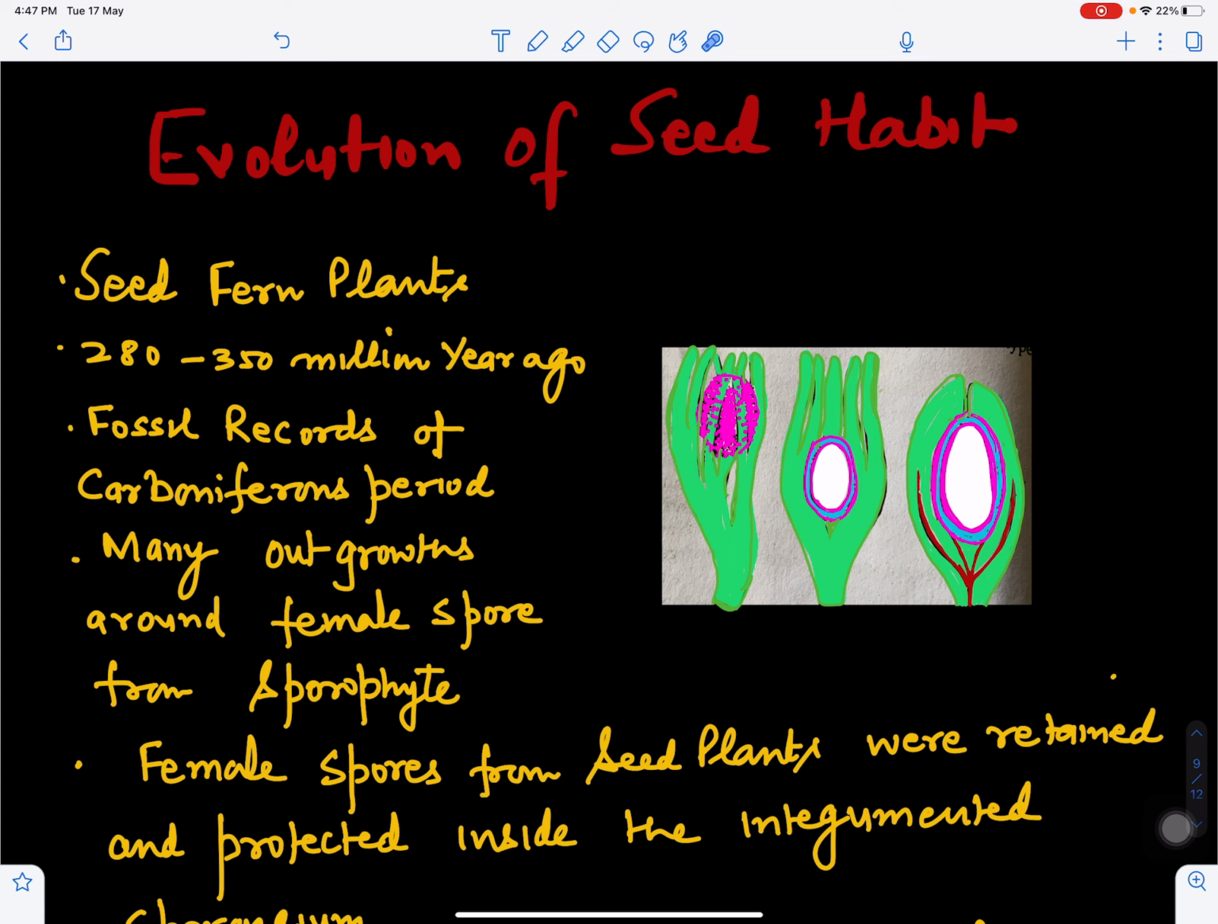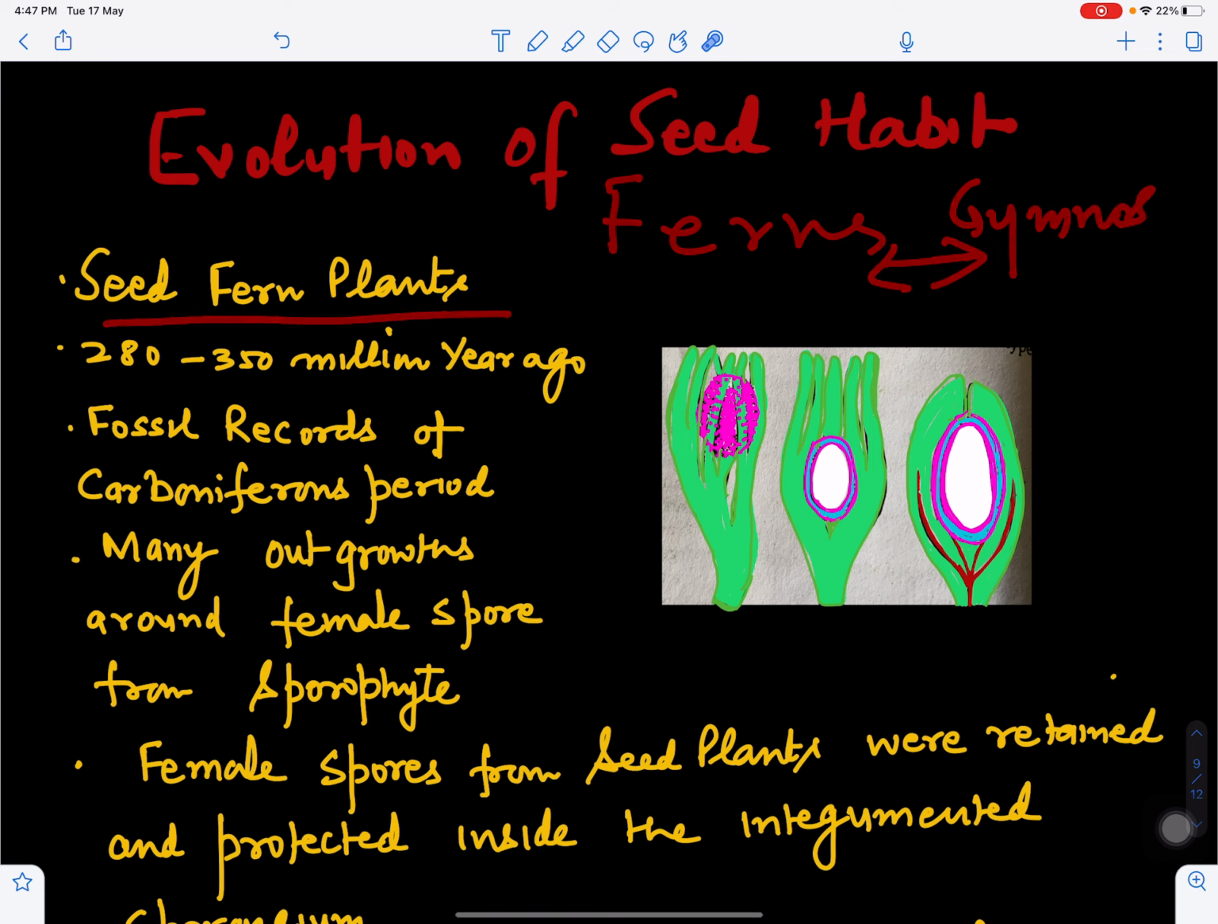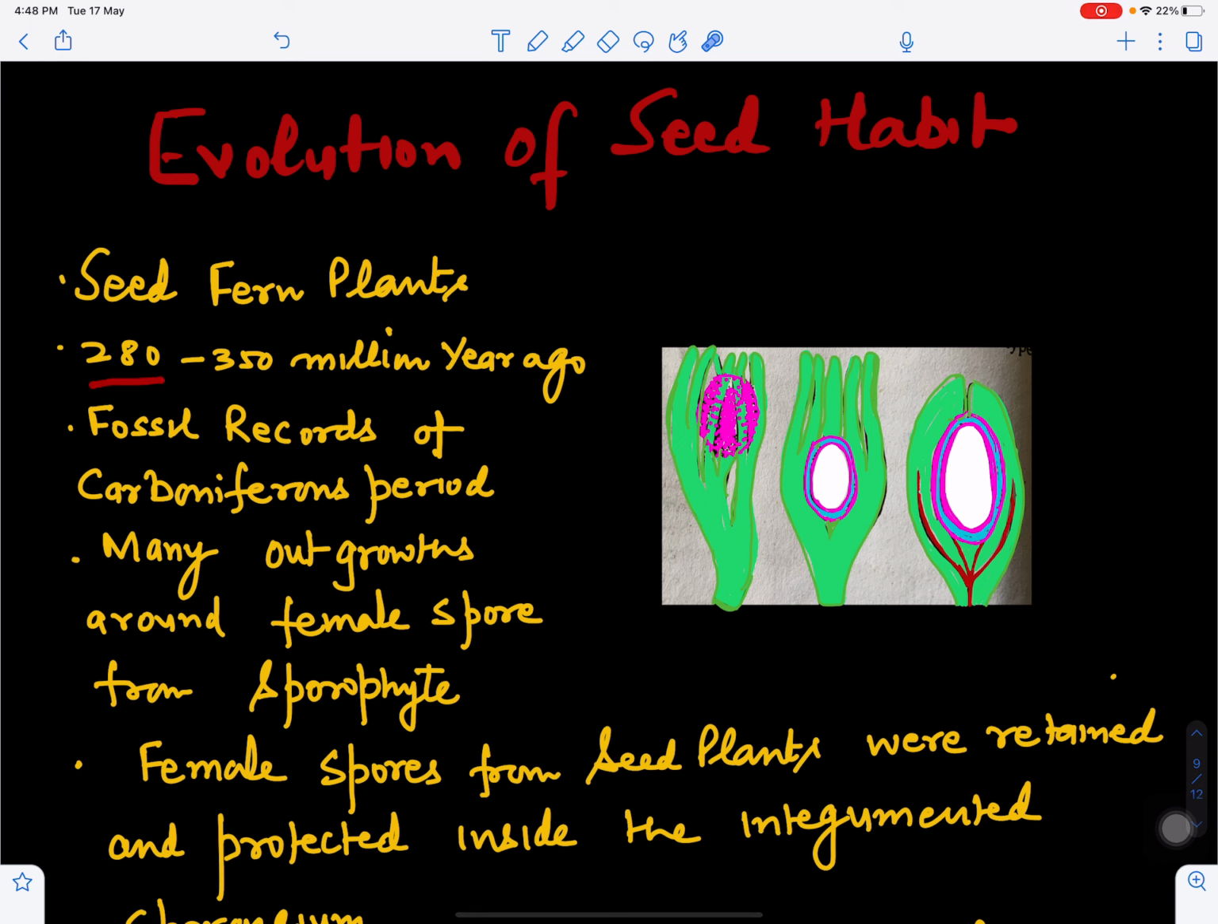Now we have seen that if we see ferns and gymnosperm, in between interlinking is seed fern plant, right, which arose about 280 to 350 million year ago. Many fossil records from the Carboniferous period showed that seed fern plants existed. Now how does this happen?